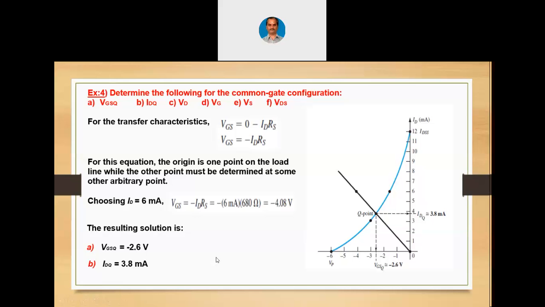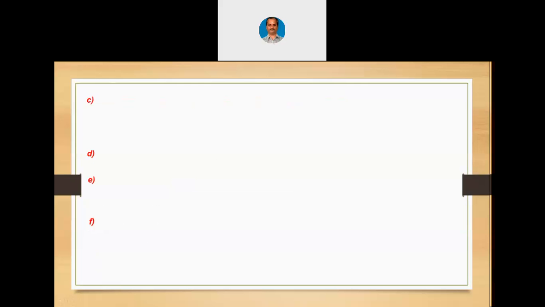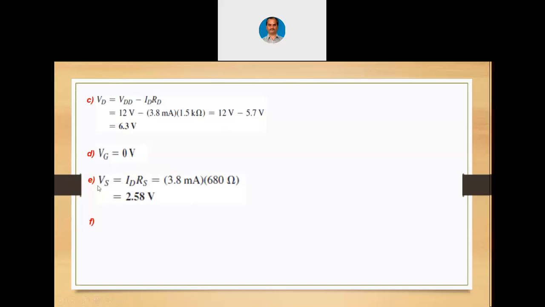Now let us find out the other values using the equations that we had applied by applying KVL. So see, VD is VDD minus IDRD, that is 12 volts minus ID 3.8 milliampere into 1.5 kilo ohms, we get around 6.3 volts. VG is 0 volts and VS is ID into RS, 3.8 milliampere into 680 ohms, that is 2.58 volts. Why VG is 0 volts?